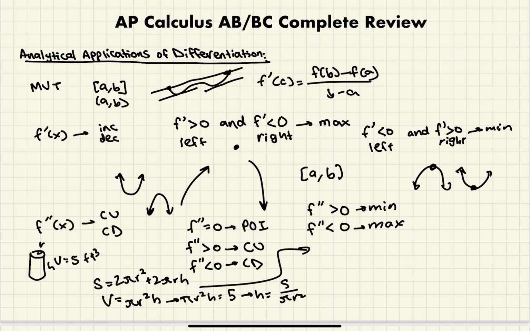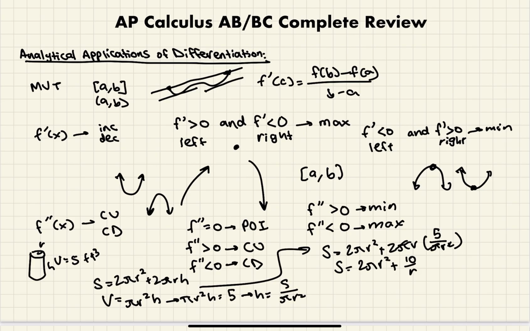Now we can use the surface area formula and get surface area equals 2 pi r squared plus 2 pi r h. Well, that becomes 2 pi r times 5 over pi r squared. Pi's cancel, one of the r's cancel, so surface area is 2 pi r squared plus 2 times 5 is 10, so 10 over r.